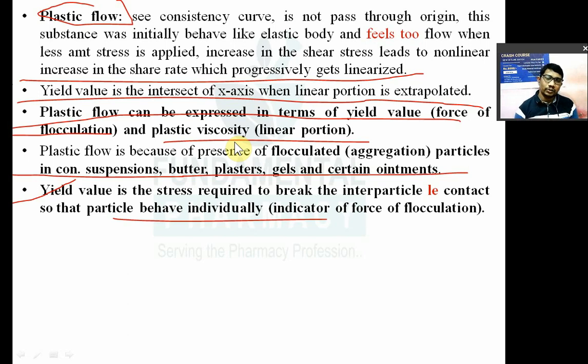So that is the yield value, the stress which is absorbed by this material. After that particular stress, there is a breaking of the structure of the plastic material, and the material shows plastic flow. That is known as plastic flow, which is the indicator of the force of flocculation.